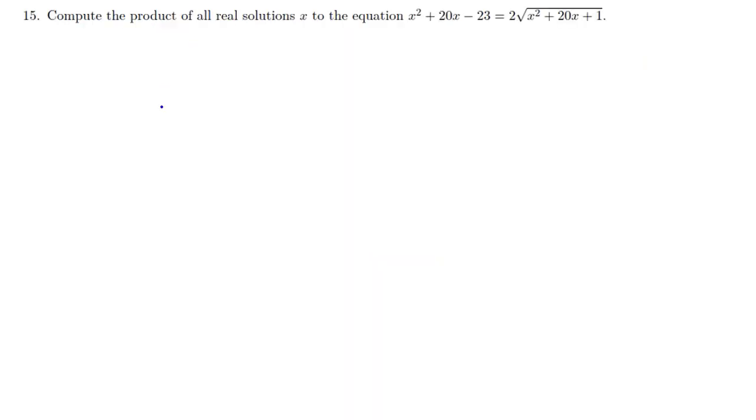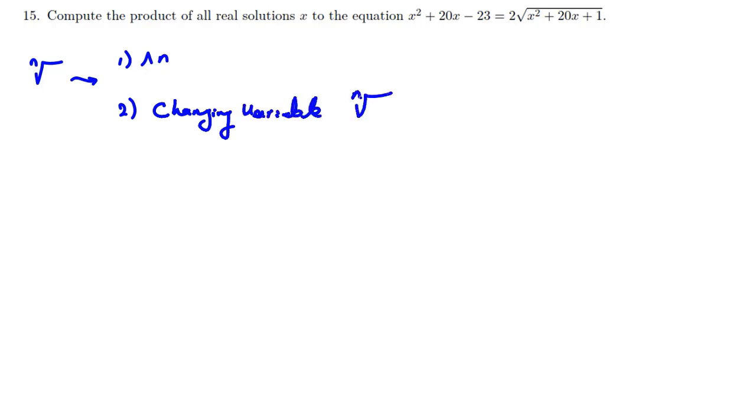Okay. In my previous videos, I said that when we have a square root, we have two approaches. One of them is to raise to the power of 2, or in general, for an nth root, raise to the power of n. The second one is to use changing variable. For example, sometimes it's good to consider this part as a variable or something similar to that. So now try this problem first on your own by the approaches that I've told you here.